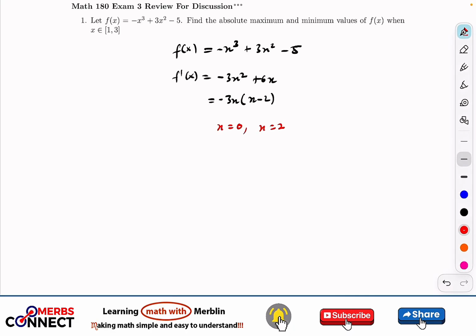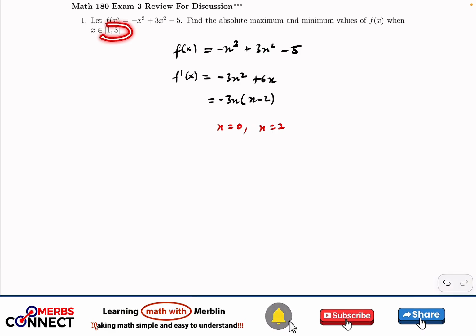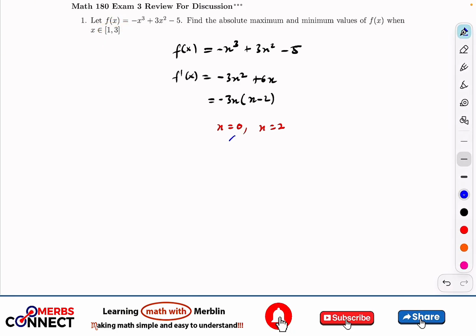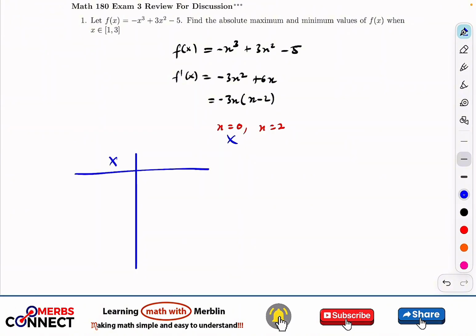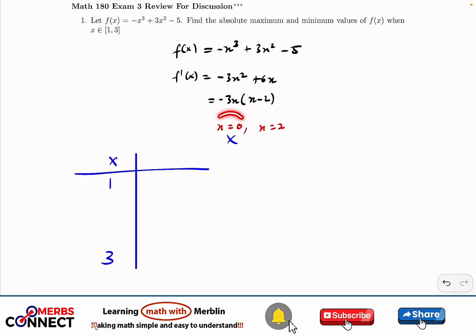After the critical points, we need to check if our critical points are in the domain. So now the domain is 1 and 3. So 0 is not in 1 and 3, which means that here we are going to take 0 out, but 2 is there. So now for us to find absolute maximum and minimum, we need to have our table. I put my x value here, but first I will use the endpoints. And then since 0 is not in between, we have 2 in between 1 and 3.